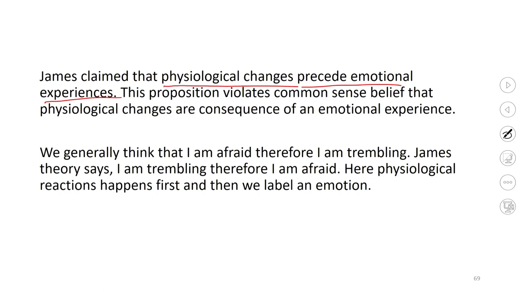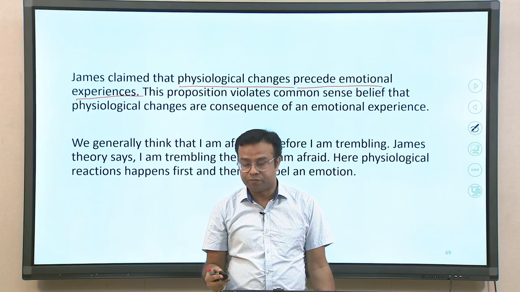Now, this was a kind of counterintuitive idea, because generally we think that it violates the common sense belief that physiological changes are a consequence of emotion. So, we experience emotion and emotion changes the physiological aspect of it. William James said, no, it is the other way around. So, this was his idea. We generally think that I am afraid, therefore, I am trembling. James will say, you are trembling, therefore, you are afraid. So, physiological changes happen first and then emotional experience happens. Here the physiological reaction happens first and then based on the physiological level, we label an emotion. Okay. So, that is the idea of James' theory of emotion.